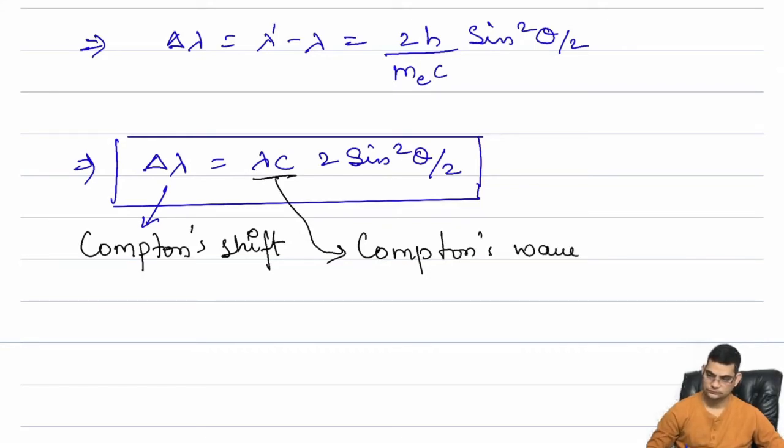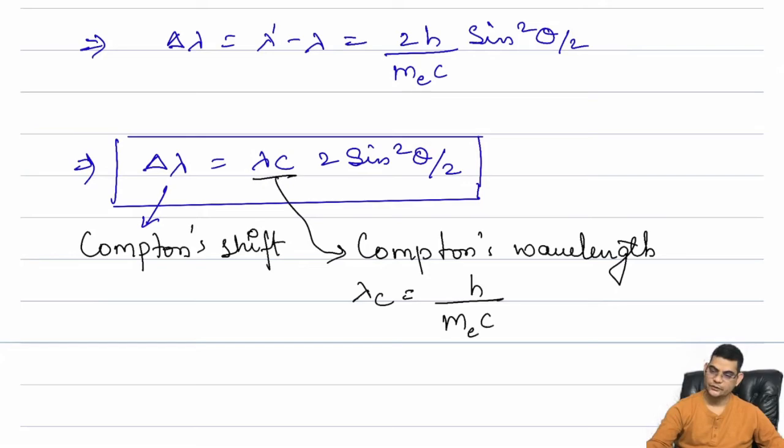The value of Compton wavelength lambda c is equal to h by me c. It is a constant and its value is equal to 2.4 into 10 raised to the power minus 12 meter.